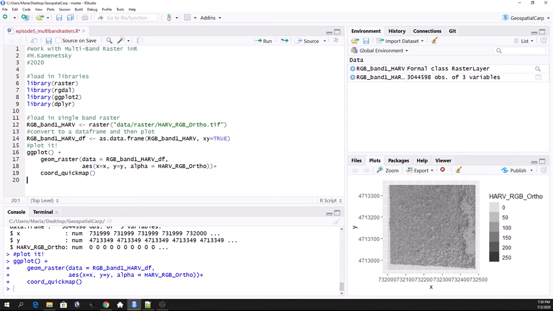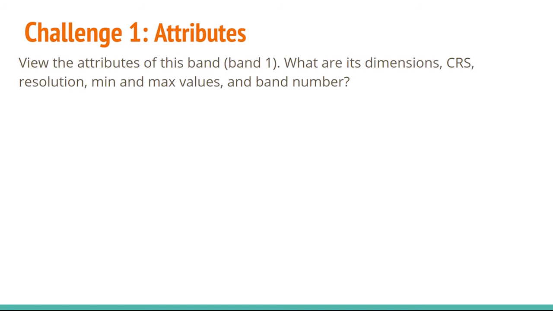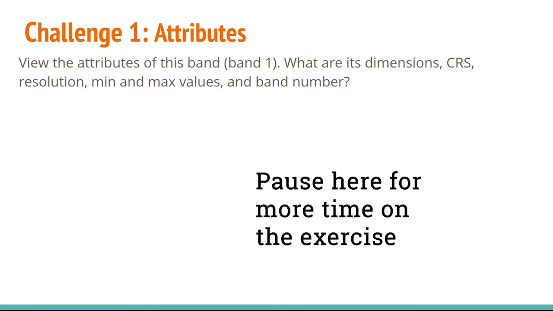All right, so we're ready for our first challenge, and this one's going to be a bit of a throwback to our previous lessons, so be prepared to use those new skills that you've learned. Again, this is a throwback to some of those previous episodes and lessons that we've just gone through, so feel free to refer to your notes. So challenge 1, attributes. View the attributes of this band, band 1. What are its dimensions, CRS, coordinate reference system, resolution, min and max values, and band number?